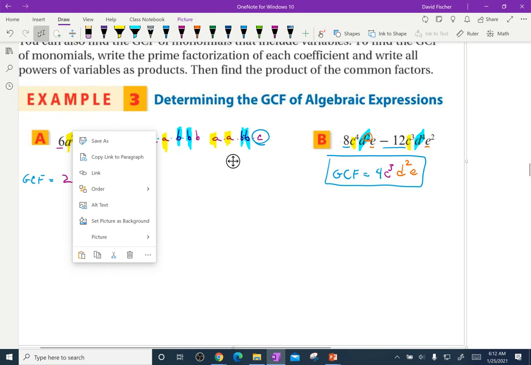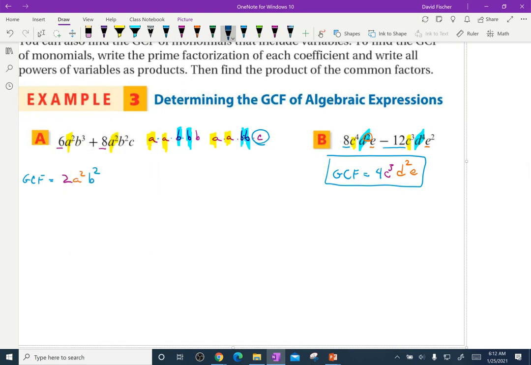Okay. So let's write just kind of the 2 rules of what I do. So step 1 is find the GCF of the coefficients. If you remember, a coefficient is the number in front of the letters. So we're going to do that first.